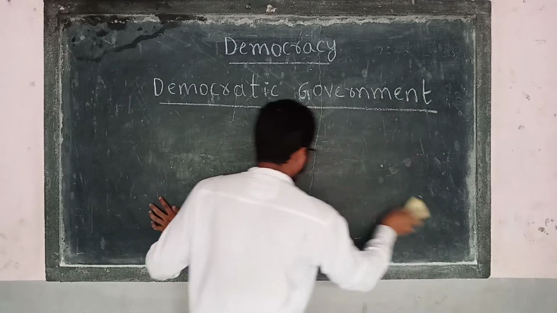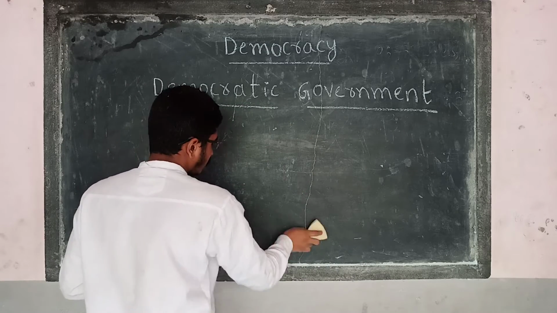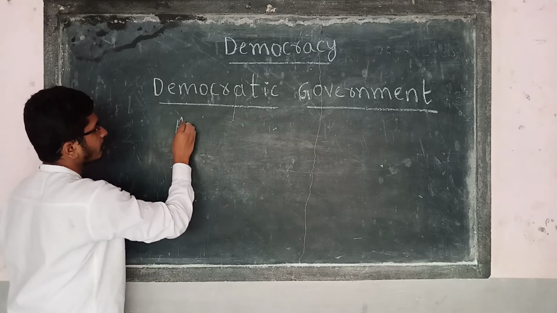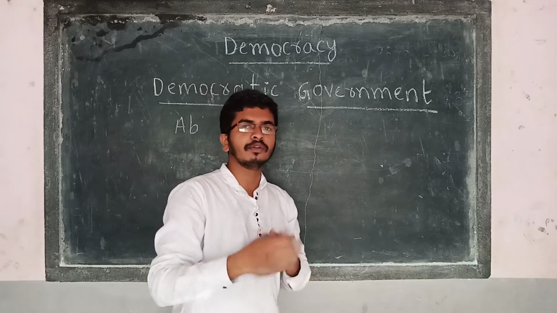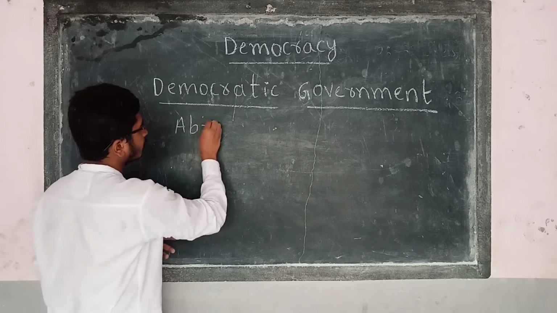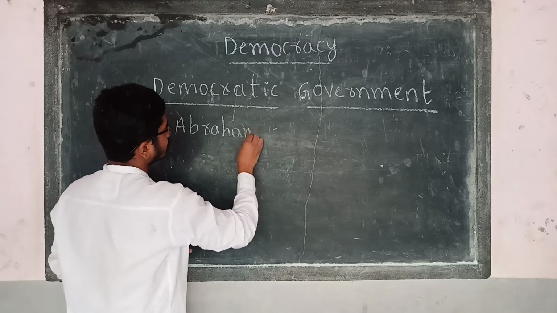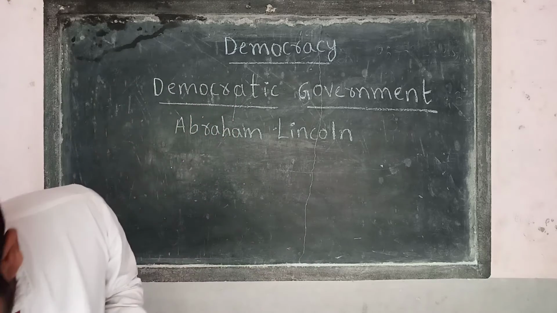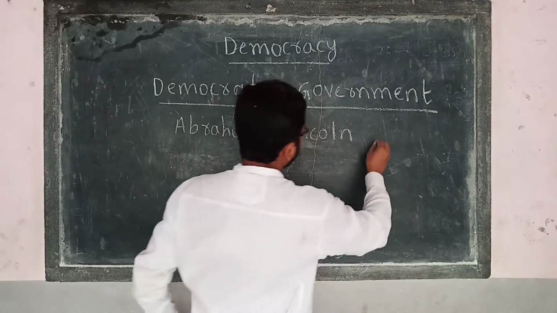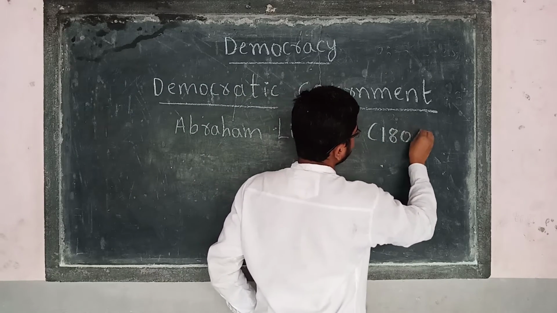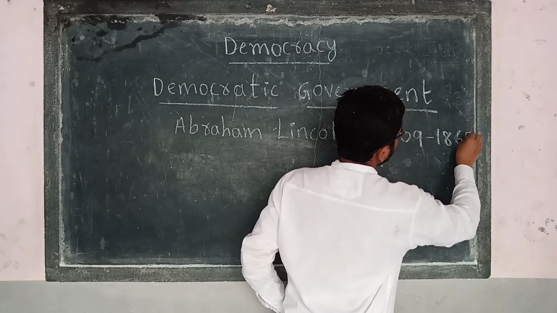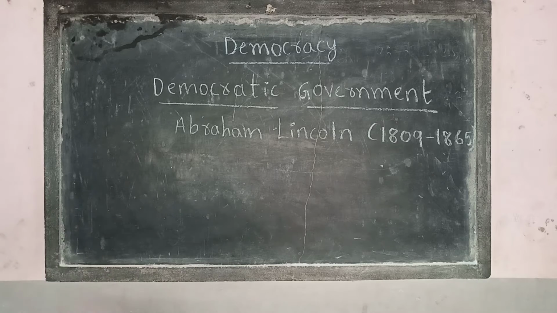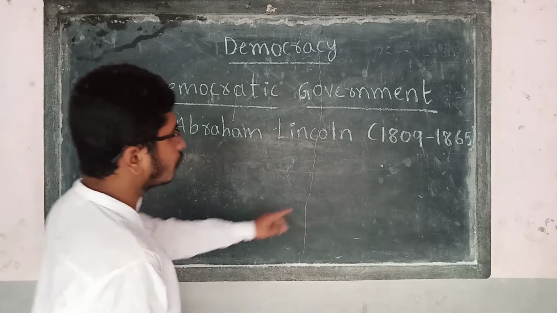Now we will know more briefly about democracy and how it came. Former US President Abraham Lincoln. Everyone knows about Abraham Lincoln. If not, try to find out more about him, so that you get knowledge beyond the subject. Abraham Lincoln was once a US president. In the years 1809 to 1865, note down the point, 1809 to 1865.